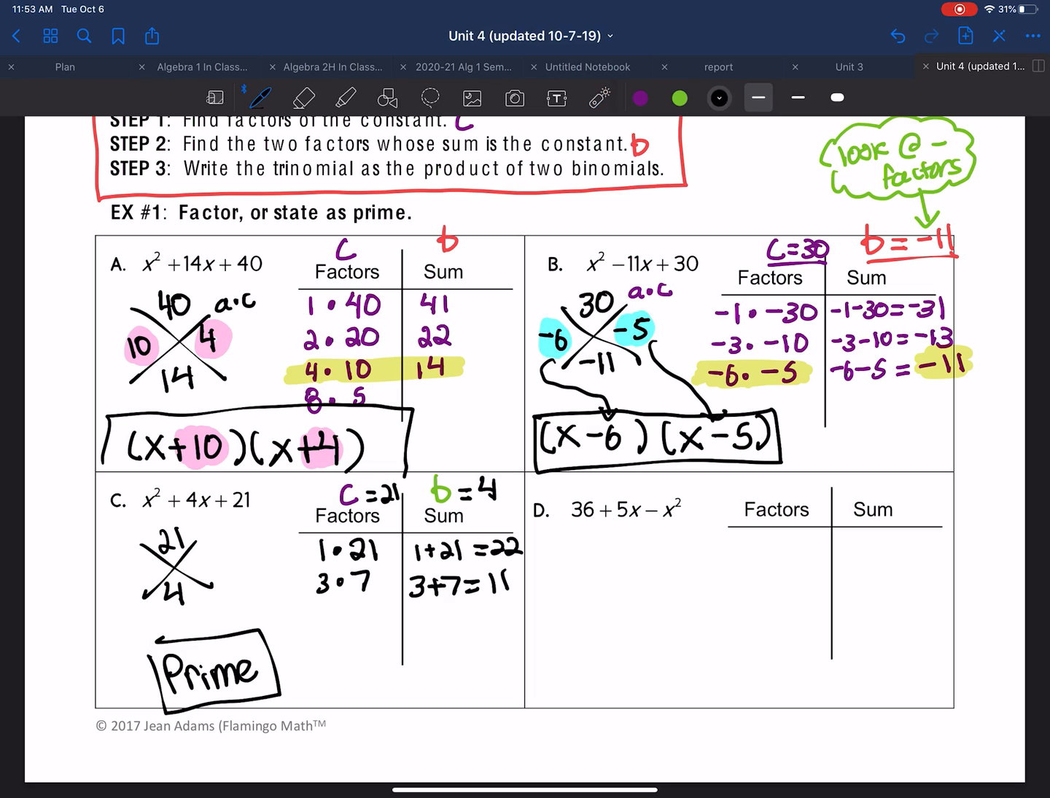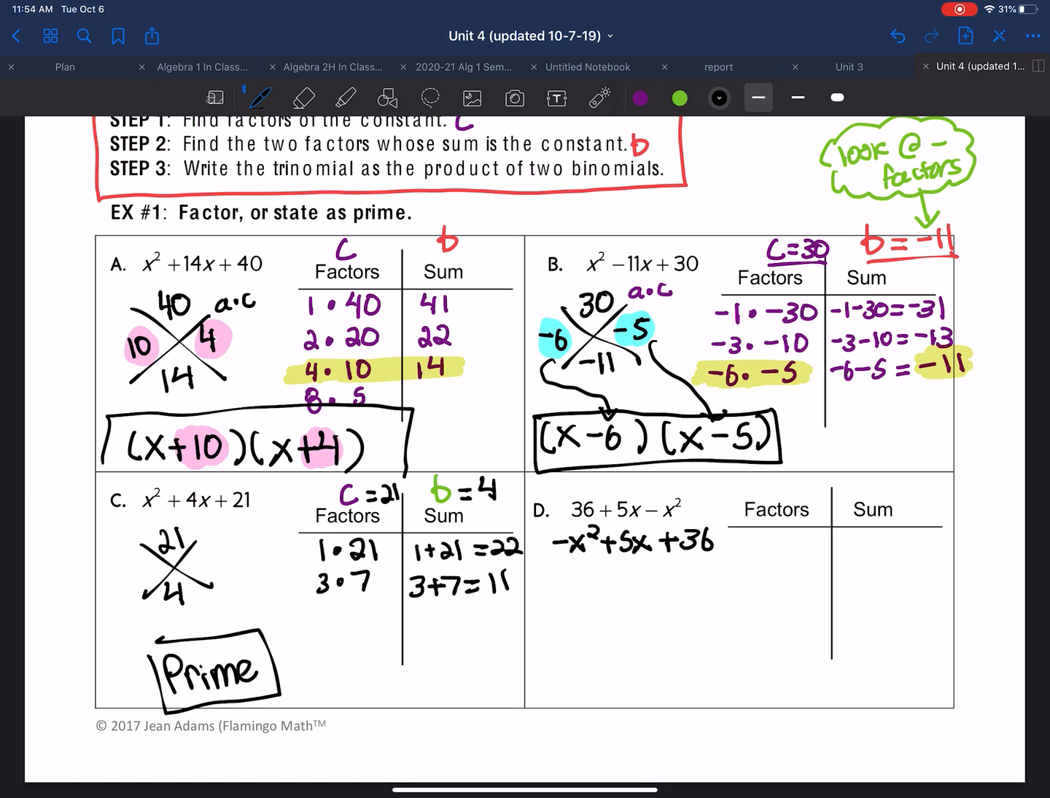So I'm going to order some things around here. I'm going to put negative x squared first. Then I'm going to put positive 5x in the middle. And then I'm going to put plus 36 at the end. Now, I have a negative number on the outside. Oh my goodness, I don't like negatives on the outside because that's going to mess up my factors.